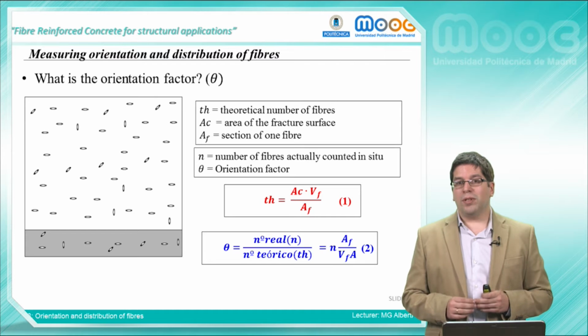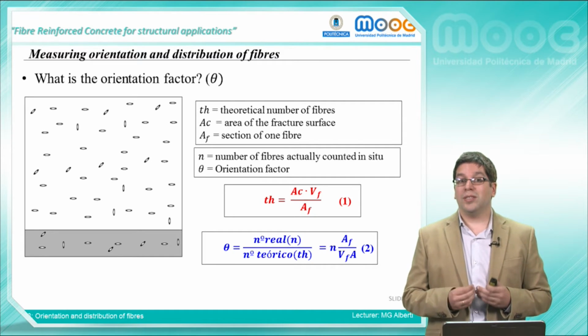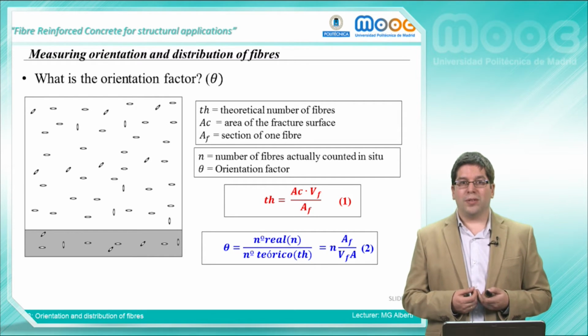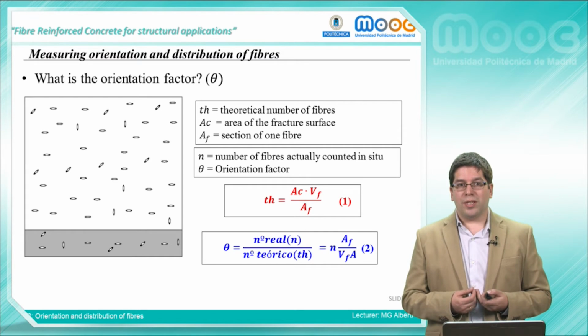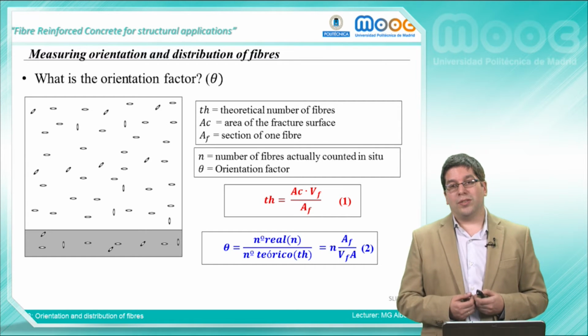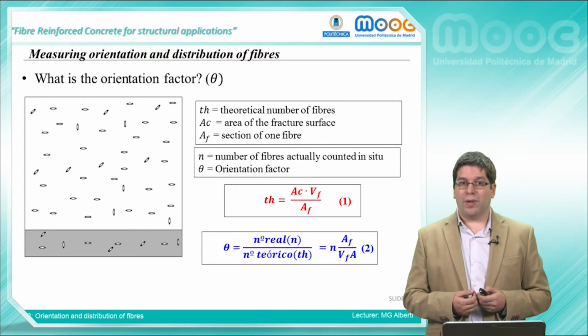Once the theoretical number of fibers in an idealistic positioning has been defined, the next step is to define the orientation factor as the relation of the number of fibers counted in a certain surface over its theoretical number. That is to say, it is possible to obtain the orientation factors once the fibers have been counted by using expression 2 in blue, with A being the cross section of the sample, AF the section of one fiber, and N the number of fibers actually counted in situ. Such expression was first introduced by Krenchel in 1975.